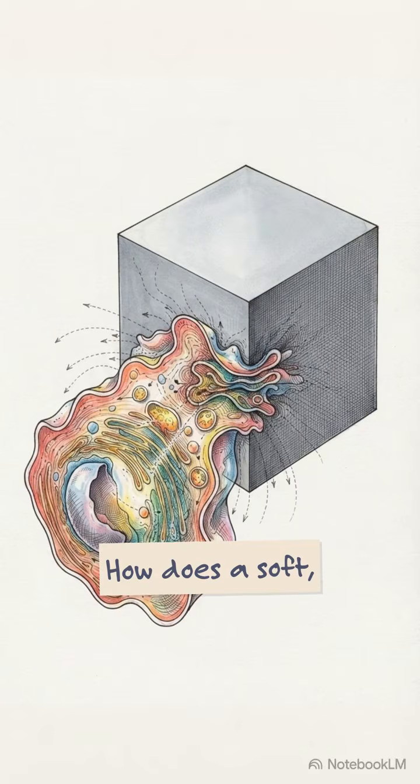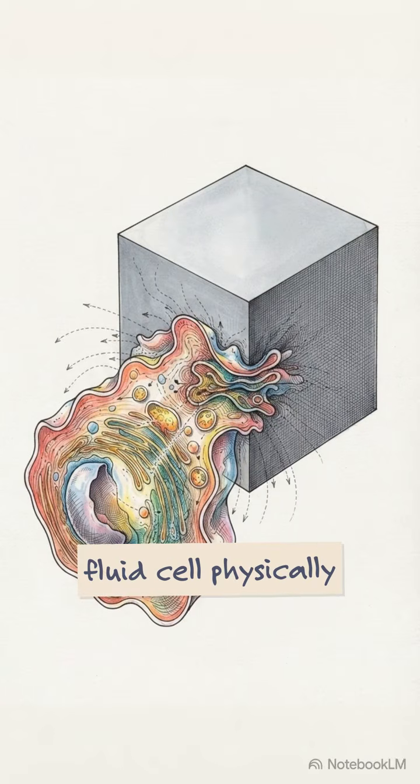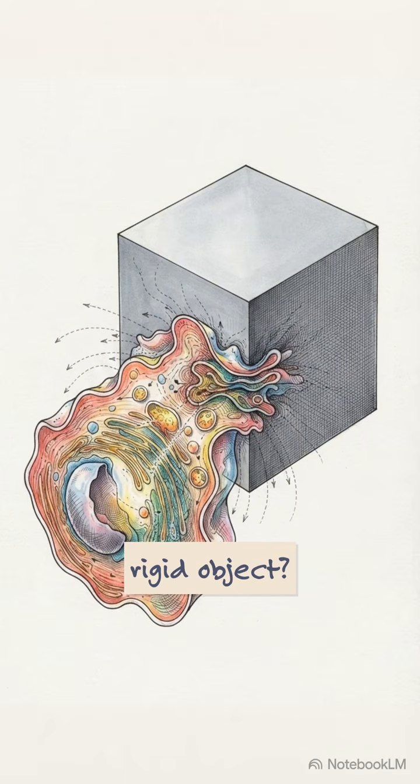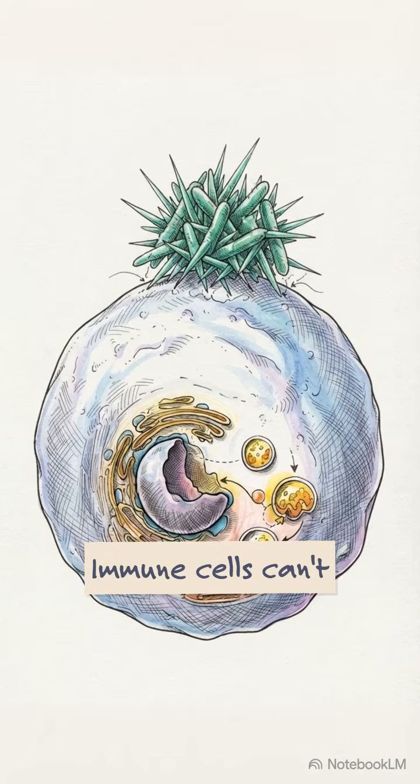How does a soft, fluid cell physically swallow a solid, rigid object? It's a process called phagocytosis. Immune cells can't just absorb complex bacteria. They have to deploy a mechanical trap.